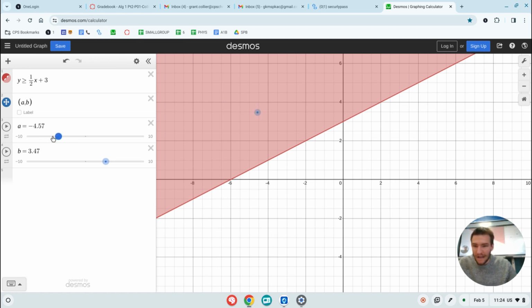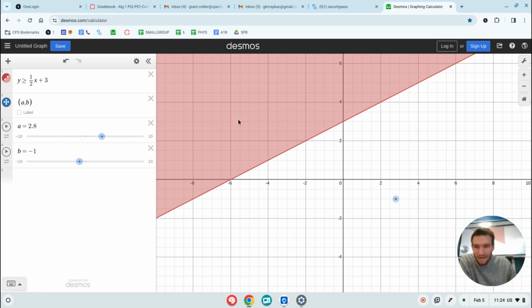Now, what if I slide this a little positive, slide this a little negative? What do you think about my point now? Is it a solution or not a solution? Not a solution. It's pretty easy. It's like 50-50. Either it is or it's not.